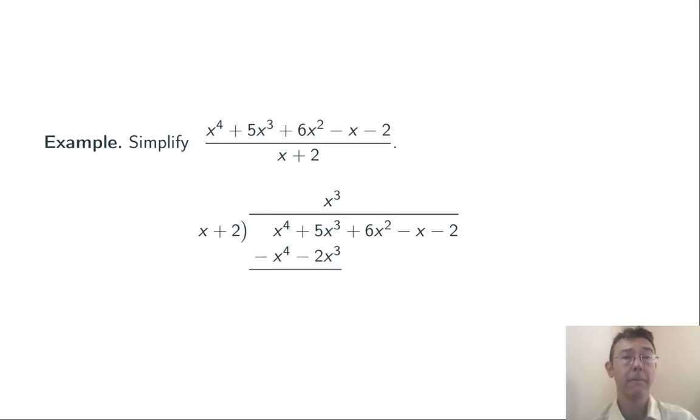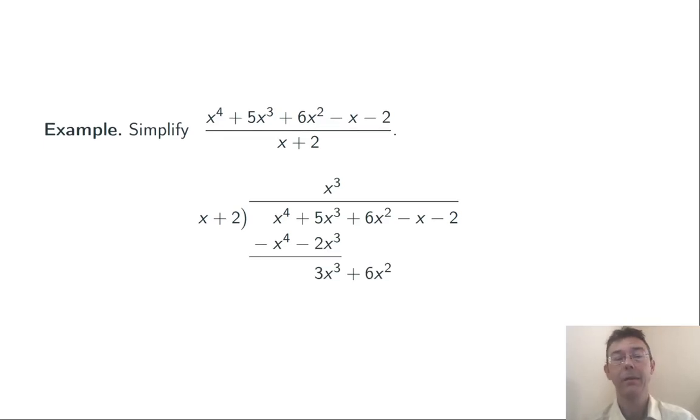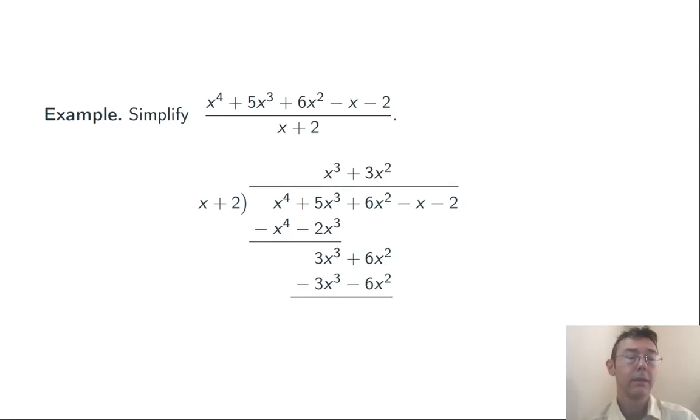Multiply and change the sign, add, and bring down the next term. I need to multiply x by 3x squared here. Multiply, change the sign, and add. This time when I add, I'm going to get 0. I'm going to bring down the negative x, and then I'll be asking, what do I need to multiply x plus 2 by to get negative x? There's not going to be any first degree term there.